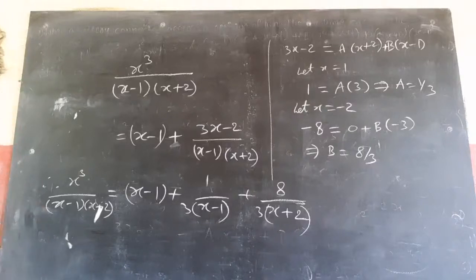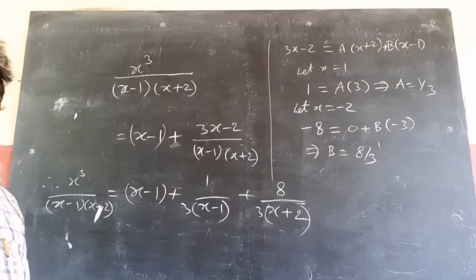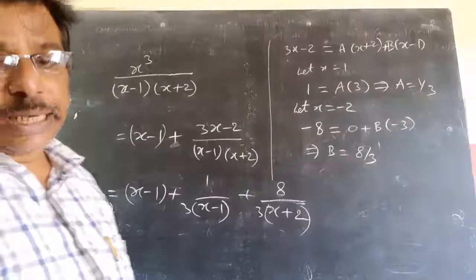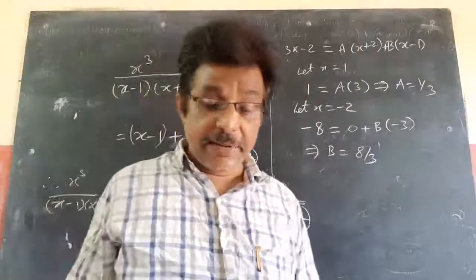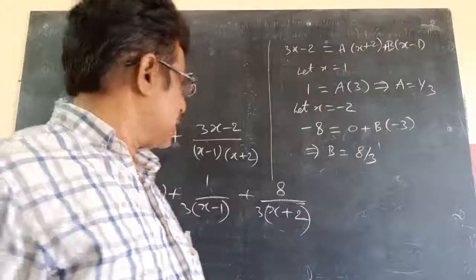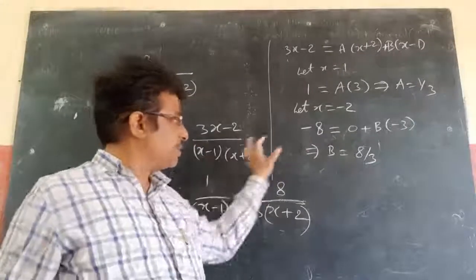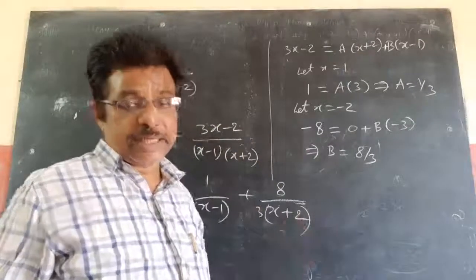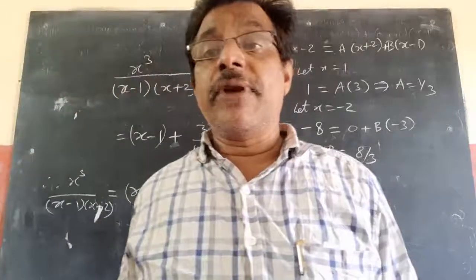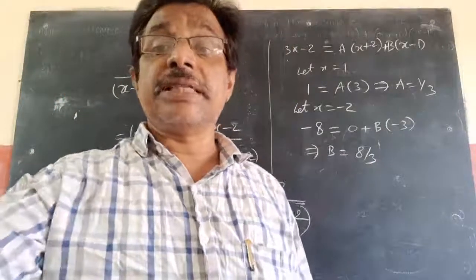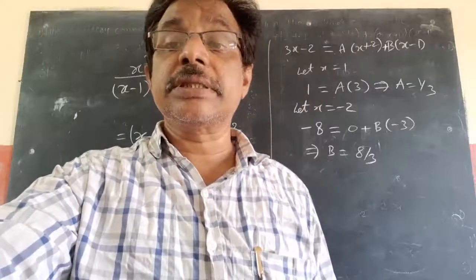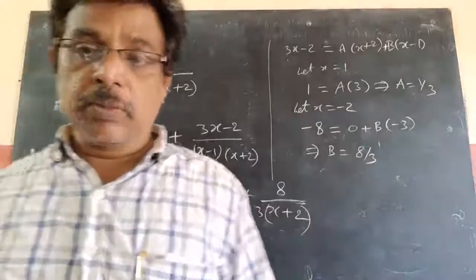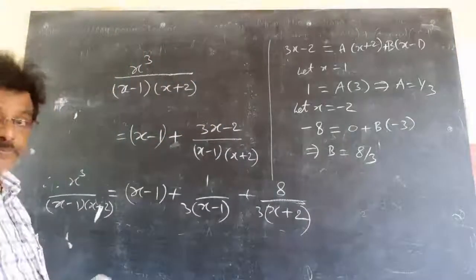So like this we will solve improper fractions. First we will go for the ordinary division. Then after ordinary division we will write it as quotient plus remainder by divisor. Then we will take the second part and find the partial fractions of this second part, simply linear fractions, non-repeated fraction method. Over. So like this we will do one more, then we will finish this. One more sum of the same kind we will do.